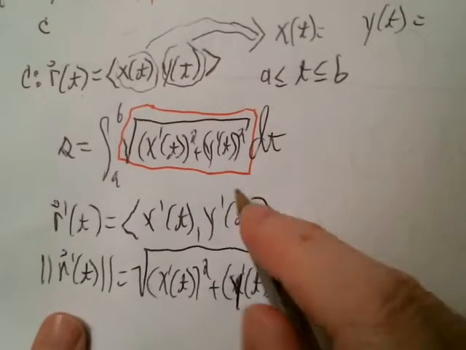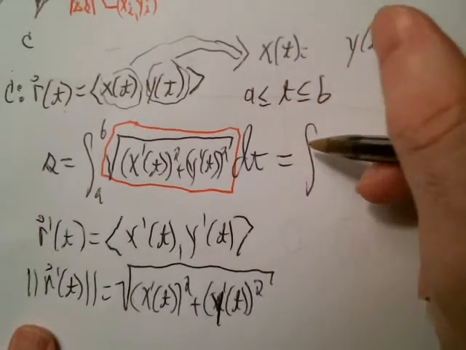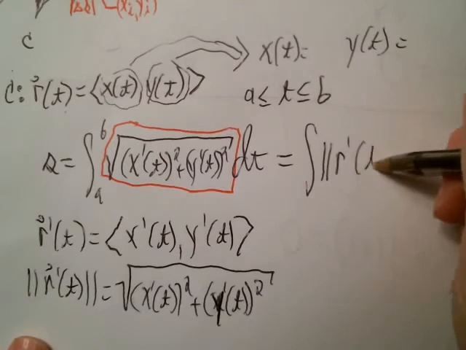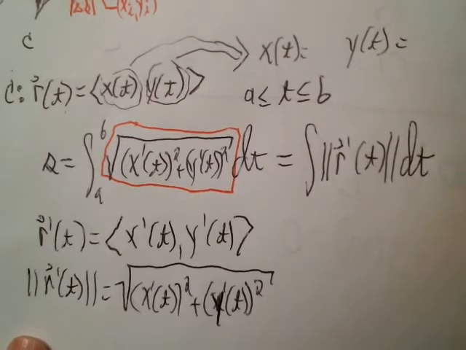Okay, so in this formula up here, I can rewrite it as the integral from a to b of the magnitude of the derivative of r of t dt. Okay?